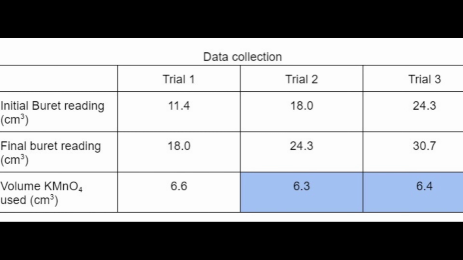You need to find the average volume of potassium permanganate used, using the results of trial 2 and trial 3. Since you know the concentration of potassium permanganate, which is 0.02 molar, using stoichiometry, you can find the mole of potassium permanganate. Using the ratio from the chemical equation, you can then calculate the mole of iron 2, and after that, the mass of iron 2. The percent mass of iron 2 in the sample can finally be calculated.